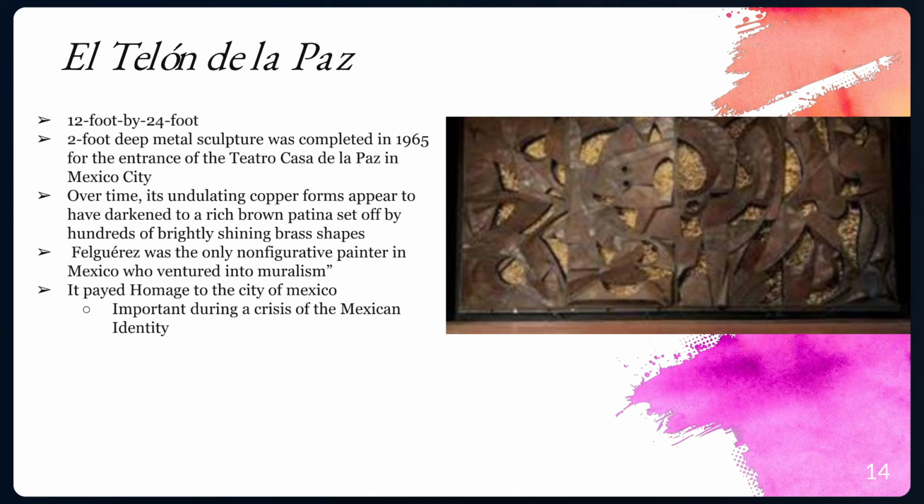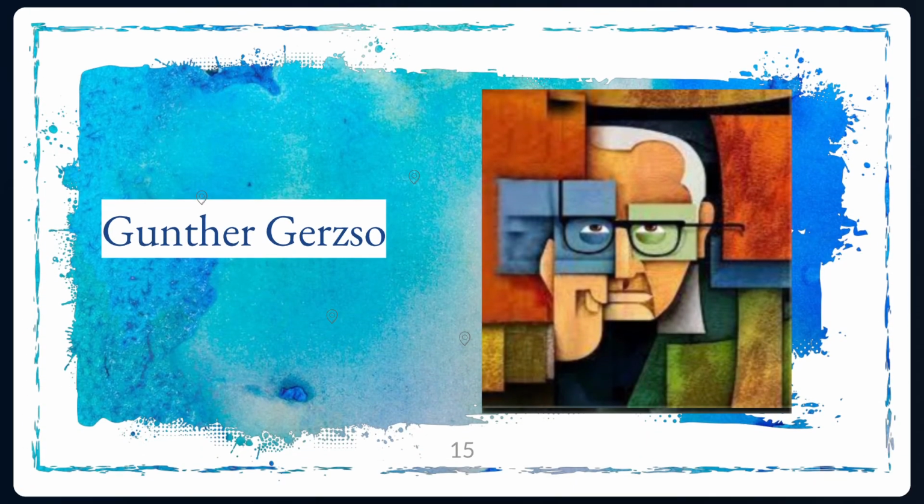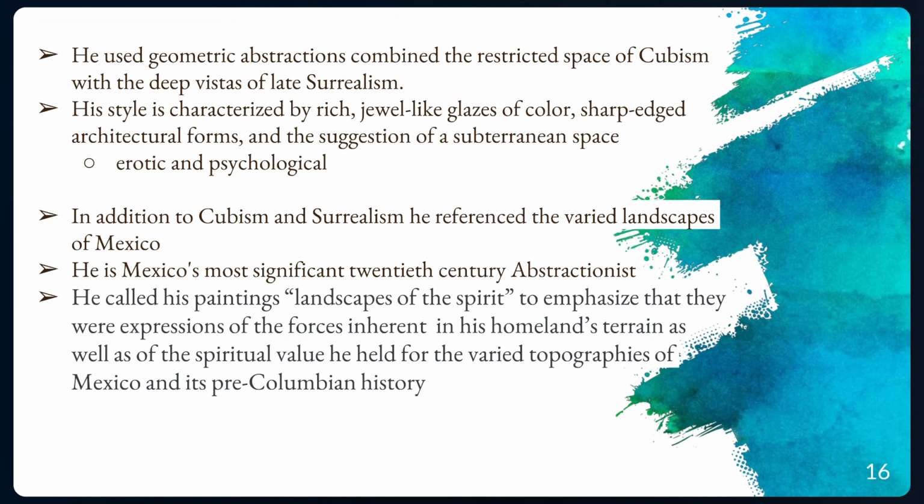Next artist I'll be talking about is Gunther Gerzso. He used geometric abstraction combined with the restricted space of cubism with the deep vistas of late surrealism. His style is characterized by rich jewel-like glazes of colors, sharp-edged architectural forms, and suggestion of subterranean space, erotic and psychological. In addition to cubism and surrealism, he referenced the varied landscapes of Mexico. He is Mexico's most significant 20th century abstractionist.